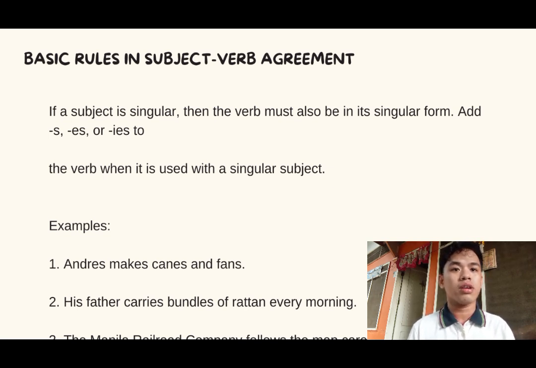So this goes the same with the second example. His father carries bundles of rattan every morning. So father is the subject, which is singular, and carries is a verb, which is singular also, because the basic form of the verb has been added ies, and the y has been replaced with ies. For the third example, we have here the Manila Railroad Company follows the map carefully. So Manila Railroad Company is obviously a single subject, so we only need to use a singular form of verb. So again, to wrap up, singular forms of verbs are those to which s, es, or ies has been added. So let's proceed to the next slide.